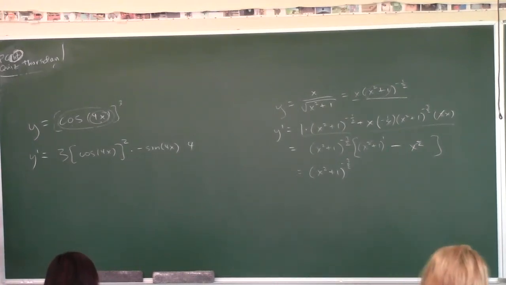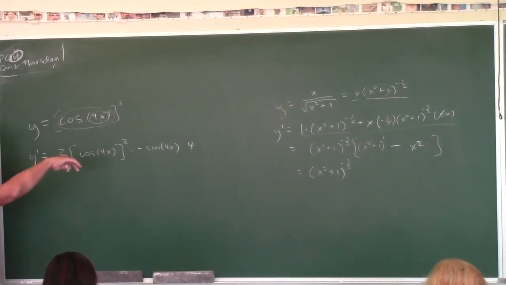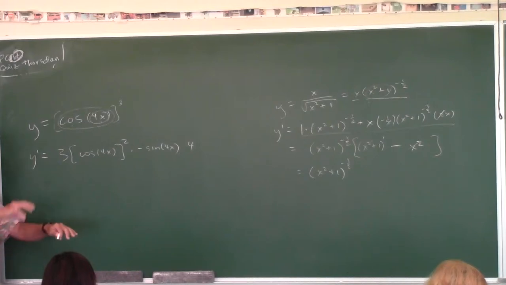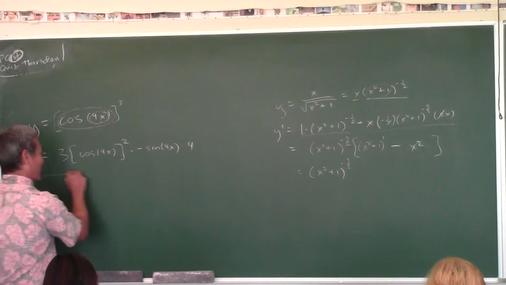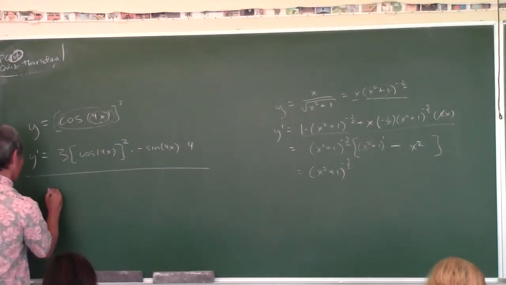See, a more complicated problem would have box within box. And I think one of tonight's homework problems actually has box within box within box. You have to understand the chain rule on different levels. You can't just know it on a superficial level. Okay, let's do another one then.